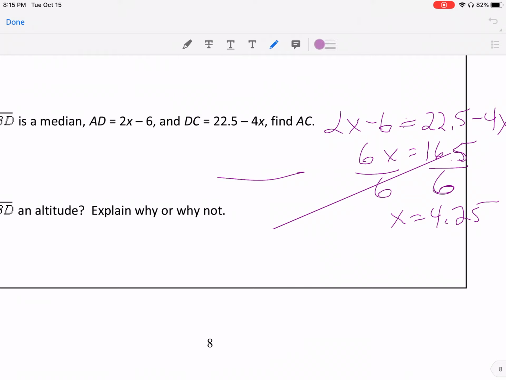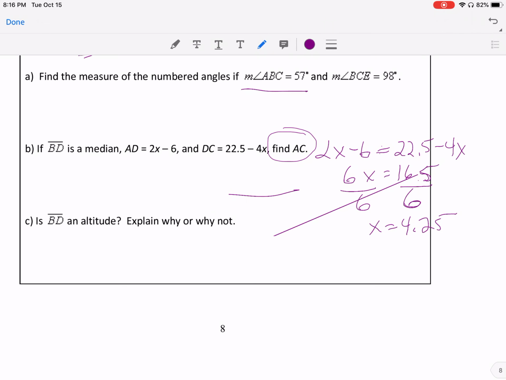It says make sure you complete the problem. It says find AC. The answer is posted. But you have the idea. You just need to know what a median is.